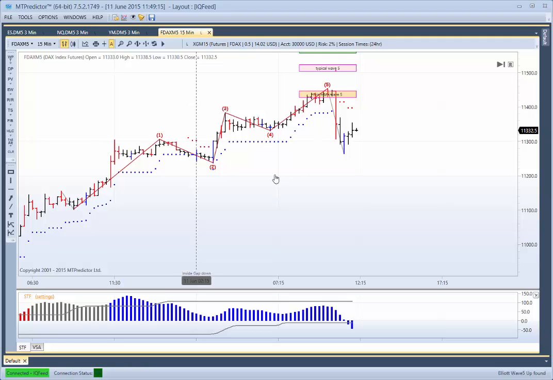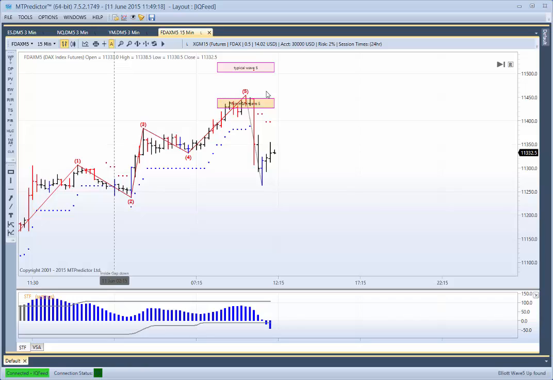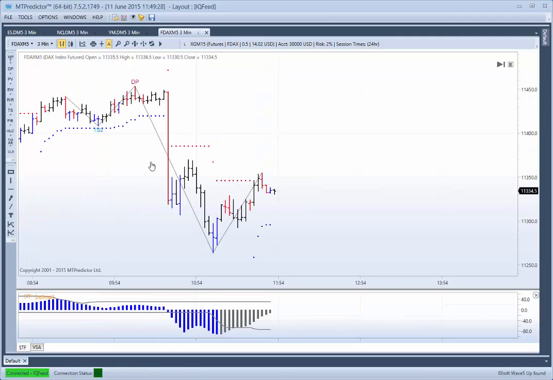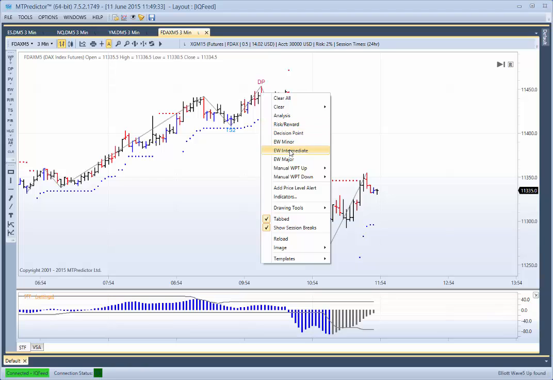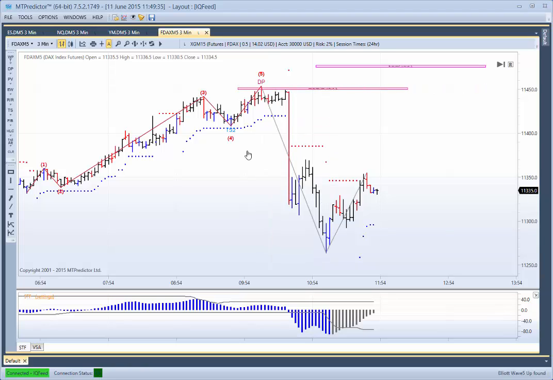But the point being is that on this 15-minute chart, at the high here, we're also at the minimum wave 5 WPT. So on a higher time frame chart, we were at an area where a wave 5 was likely to end. On the 3-minute chart, we were also at an area where a wave 5 was likely to end, our minimum wave 5 WPT, and we also had our automatic DP sell setup unfold.